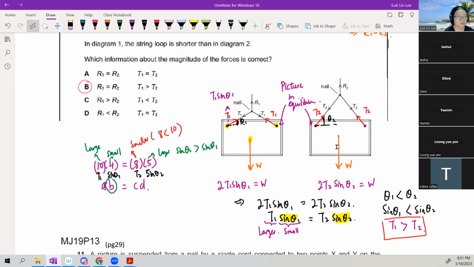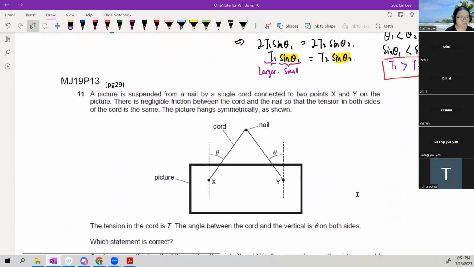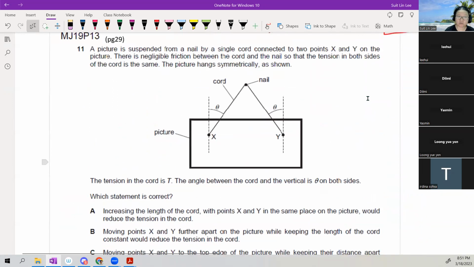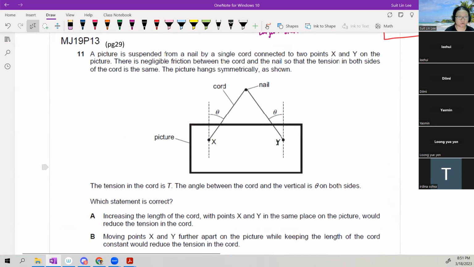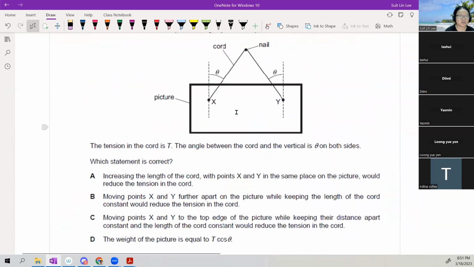Okay. All right. So I'll leave you to these. You can try this first. Got problem, let me know. We continue discussion. It's a very similar question. The only difference now is we change the angle.